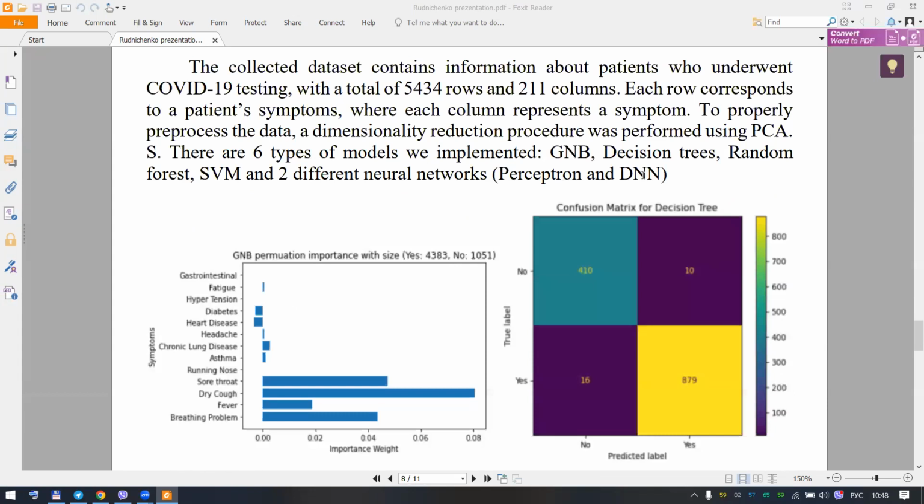We collected the data set from different sources, which contains information about patients who underwent COVID-19 testing, with a total of 5,434 rows and more than 200 columns. Of course, we used the PCA method to properly process the data and to reduce the dimension of features.